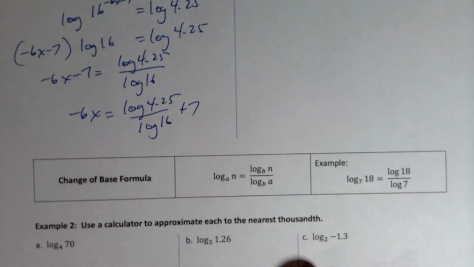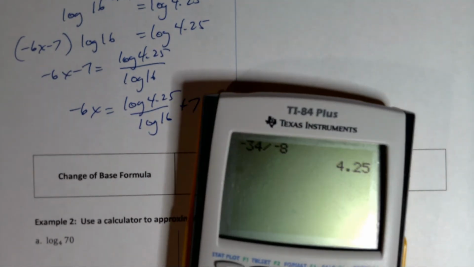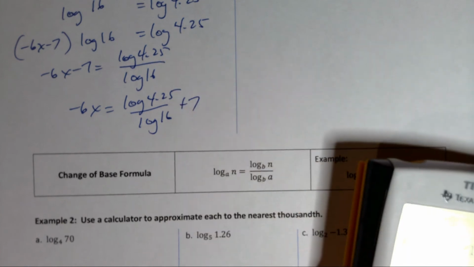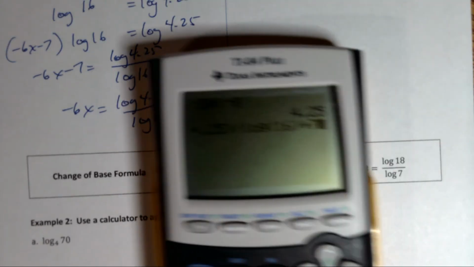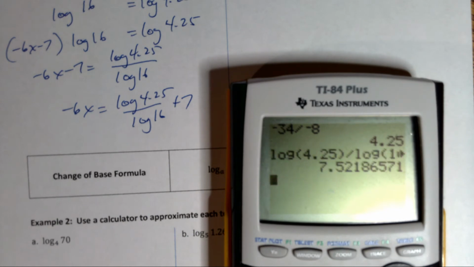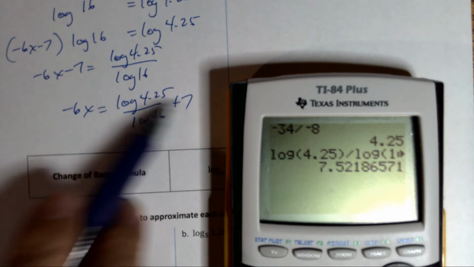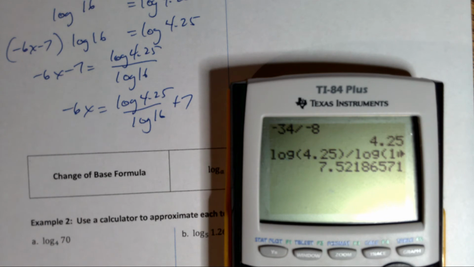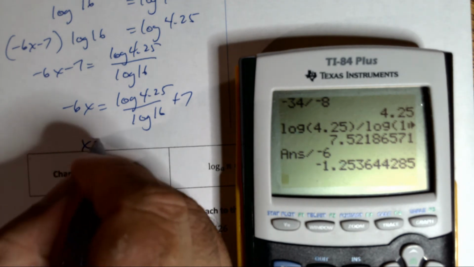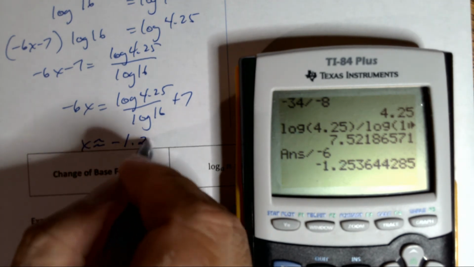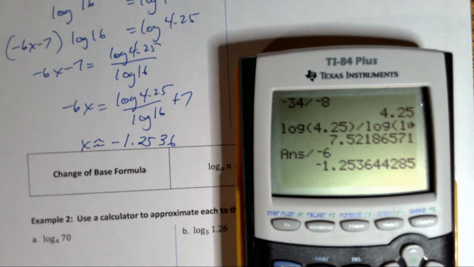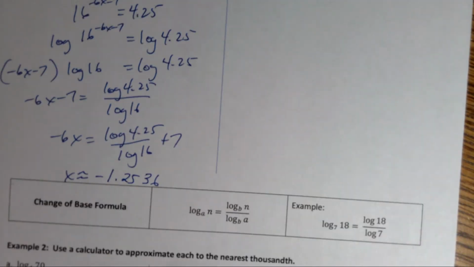All right, let's go and put that in the calculator. So log of 4.25, close parentheses, divided by log of 16, close parentheses, and then I have a plus 7, so add 7. Press enter, and I have this, that's messy, right? That's all this, but it doesn't include this negative 6, so I'm going to divide this answer by negative 6. And I get that answer. So I'm going to say x is approximately negative 1.2536.